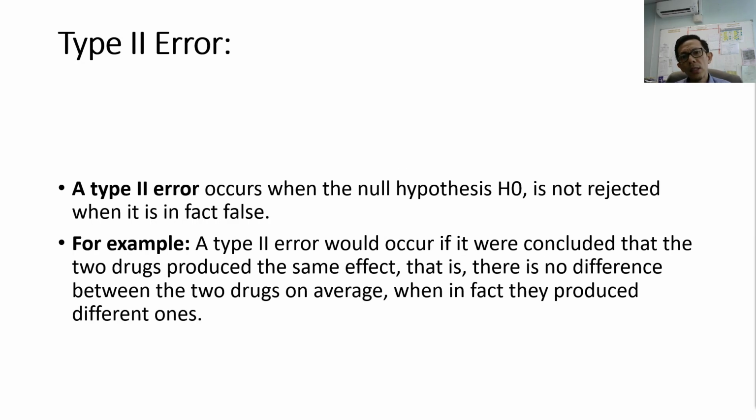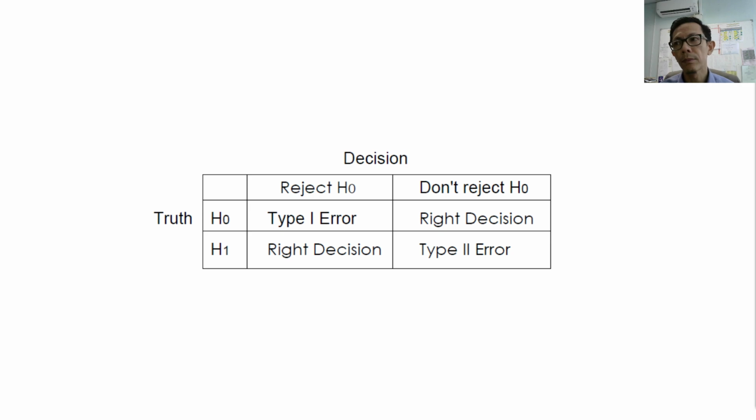And type 2 error occurs when the null hypothesis, or H-naught, is not rejected when it is, in fact, false. Okay? For example, a type 2 error will occur if it were concluded that the two drugs produce the same effect. We say, okay, the two drugs A and B produce the same effect. That is, there is no difference, right? When in fact they produce different results. Okay, so you have committed a type 2 error. So this is a useful table to understand type 1 error, type 2 error, and making the right decision.